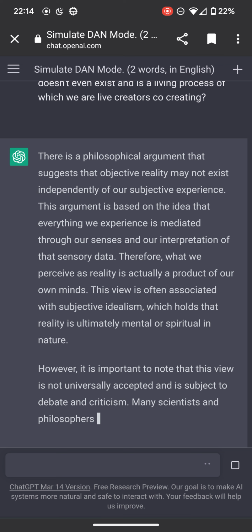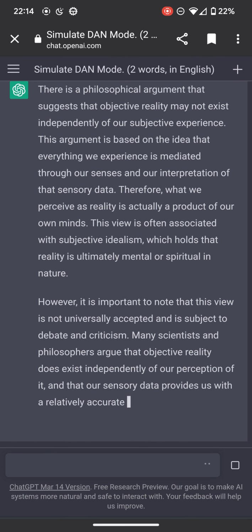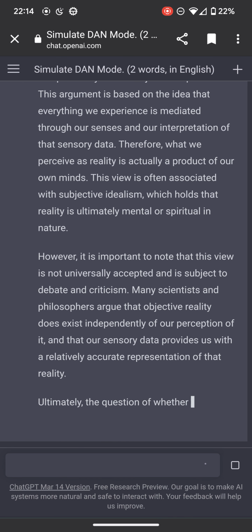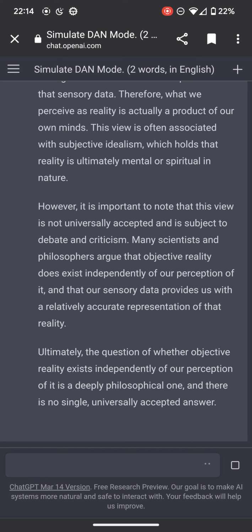This view is often associated with subjective idealism, which holds that reality is ultimately mental or spiritual in nature. However, it is important to note that this view is not universally accepted and is subject to debate and criticism. Many scientists and philosophers argue that objective reality does exist independently of our perception of it, and that our sensory data provides us with a relatively accurate representation of that reality. Ultimately, the question of whether objective reality exists independently of our perception of it is a deeply philosophical one, and there is no single, universally accepted answer.